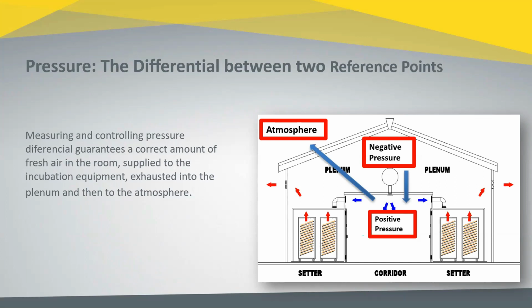So when we control pressure in a hatchery, we try to control the room pressure to a slightly positive or a positive setting specific to your needs, and then we control the plenum. But then the atmosphere becomes our other point of reference. So in order to control these 2 pressure settings, we have to have the adequate and correct pressure referencing of 2 points in order to control it.